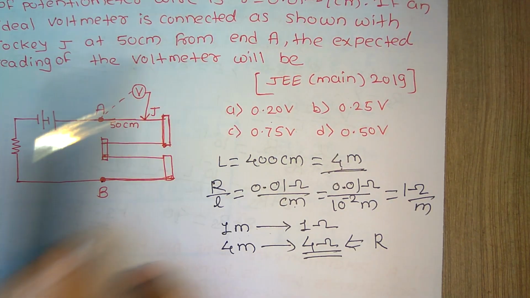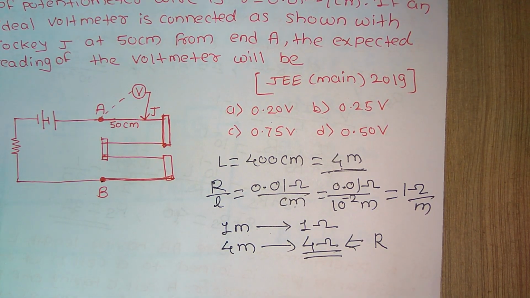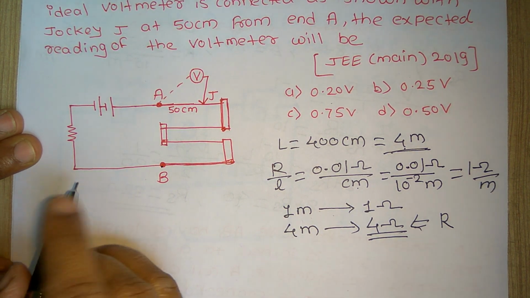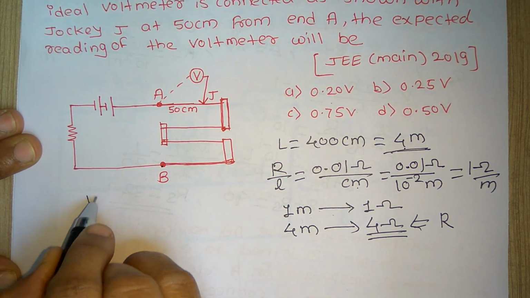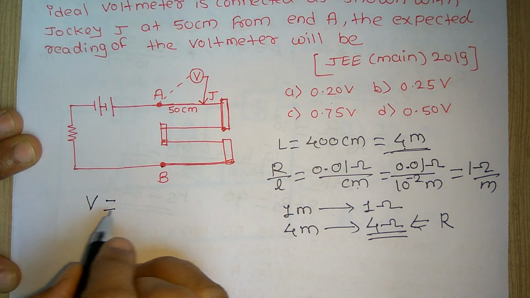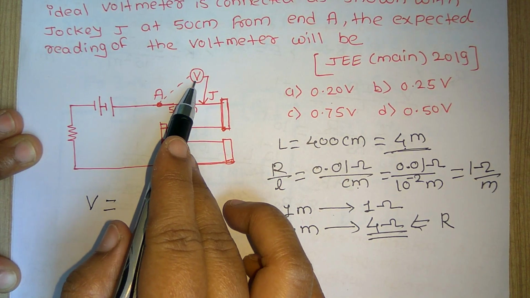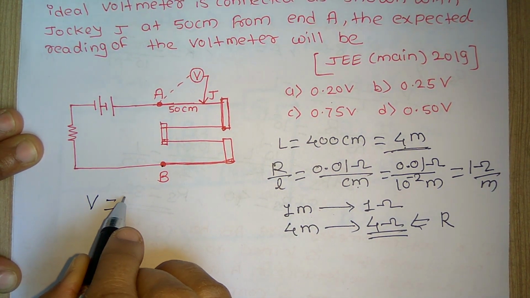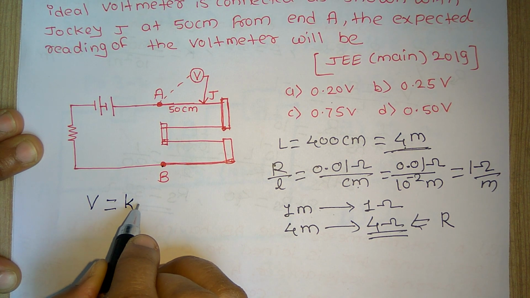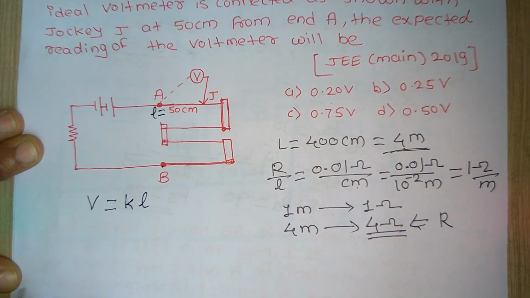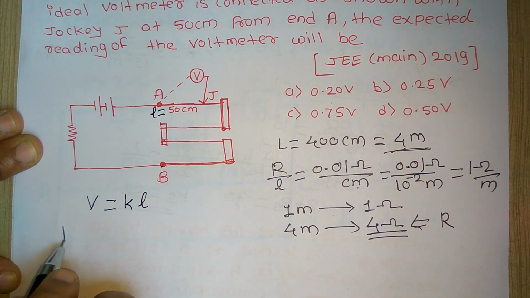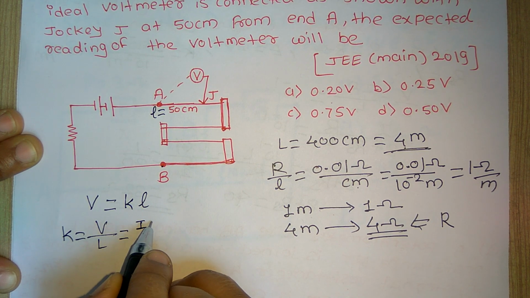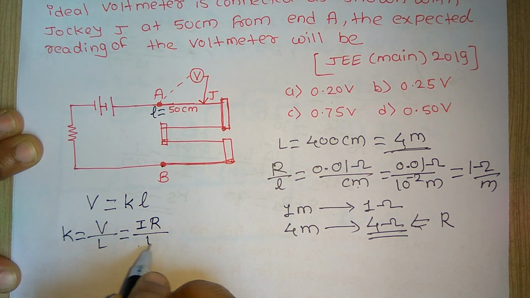The expected reading of the voltmeter means we have to find phi. Now how do we find phi? Instead of EMF we can just consider phi. Instead of a galvanometer, here the voltmeter is connected. So V is equal to potential gradient into length, and the length given is 50 centimeter as the balancing length. So we first have to find K. K is nothing but the potential per unit length. Potential is current into resistance of wire AB divided by length of wire AB.